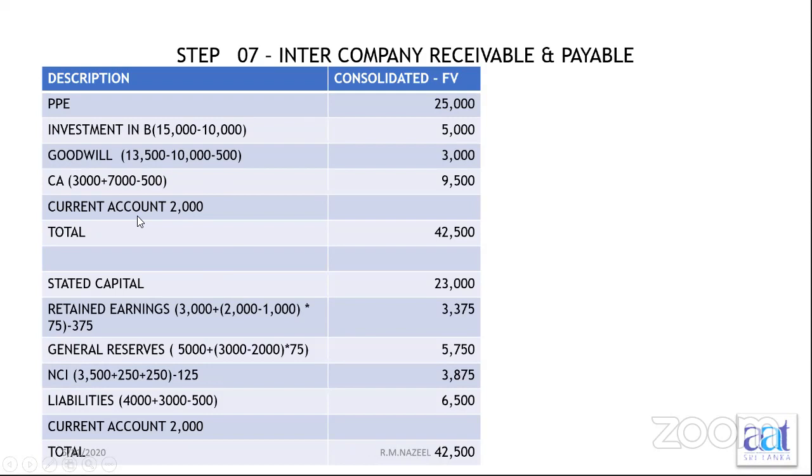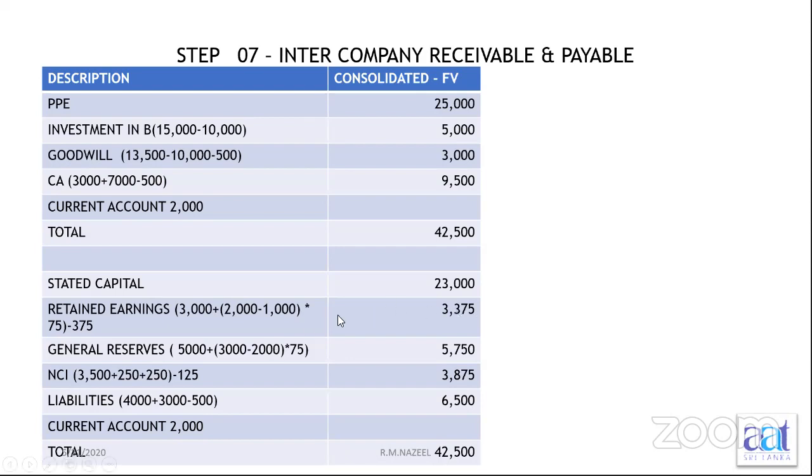Similarly, the current accounts 2,000 receivable won't come. Why? No outside liabilities or assets. Here, outside is 9,500. You got my point. I said only the consolidated accounts represent outside items. Here, outside is 9,500. Inside, nothing in current assets, right? Nothing in current accounts, right?